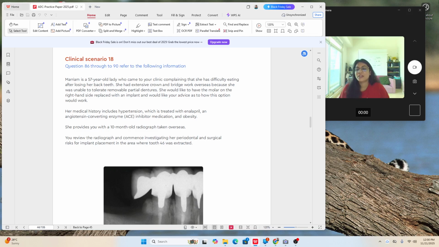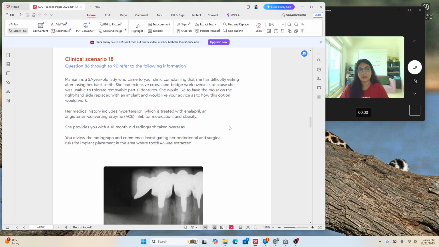Mariam is a 57-year-old lady who came to your clinic complaining that she has difficulty eating after losing her back teeth. 57-year-old, not that old. She had extensive crown and bridge work overseas because she was unable to tolerate removable partial denture. She would like to have the molar on the right hand side replaced with an implant and would like your advice as to how this option would work.